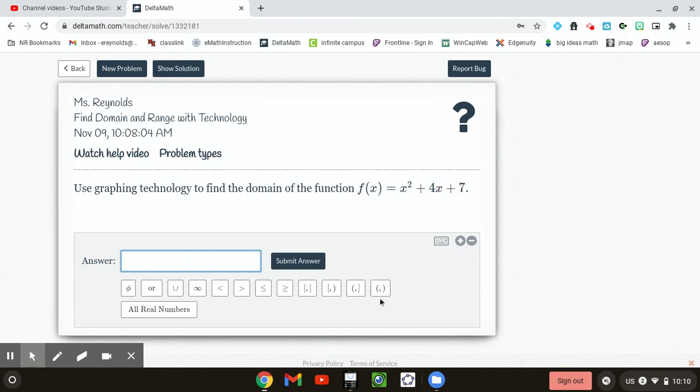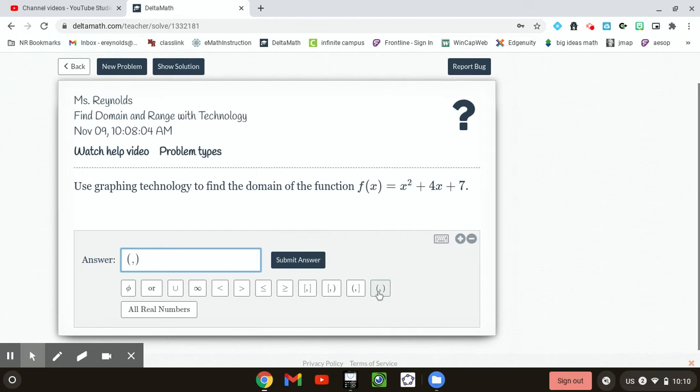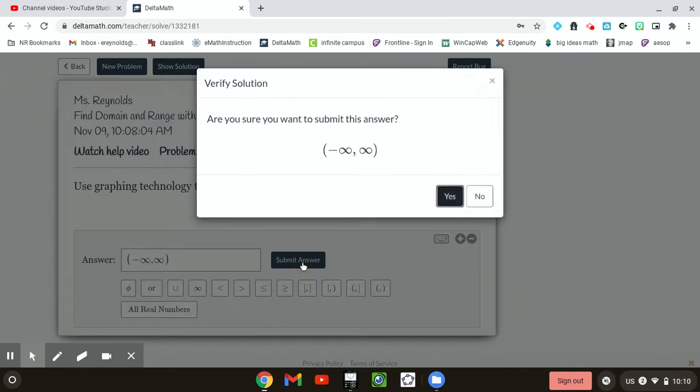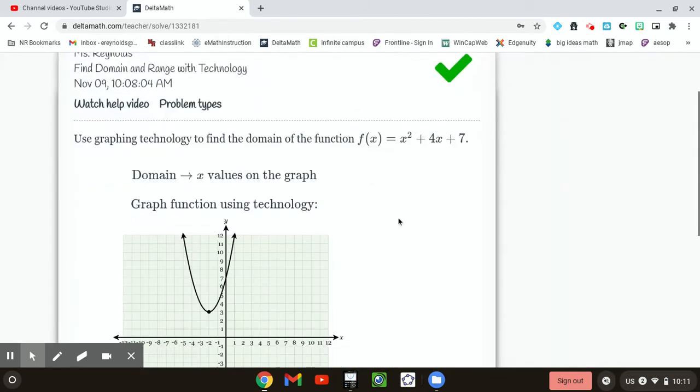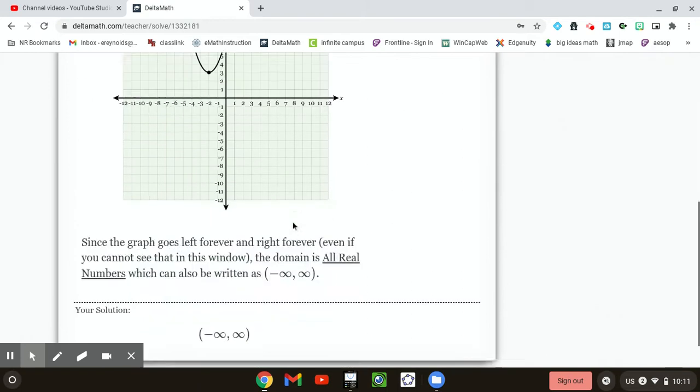And you can go to the table, second graph, and you can see that I can click this a million times and it will always have a y value there. It's going to keep going forever and ever in the left direction, and it's going to keep going forever in the positive x direction. So that means that our domain, we say, is from negative infinity to infinity.